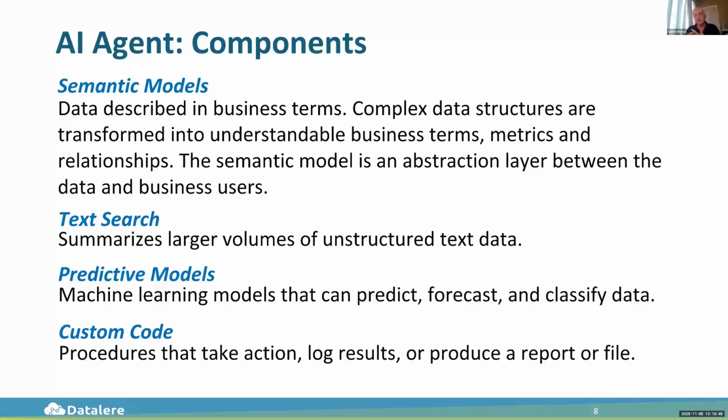I can give it access to what's happening in the call center and things like that, ultimately to be able to make the same decisions that a human might make to handle problems like this. So when I talk about an agent and the components, one of the things it needs is a semantic model. The semantic model is a reflection of business abstraction of the data that you have.